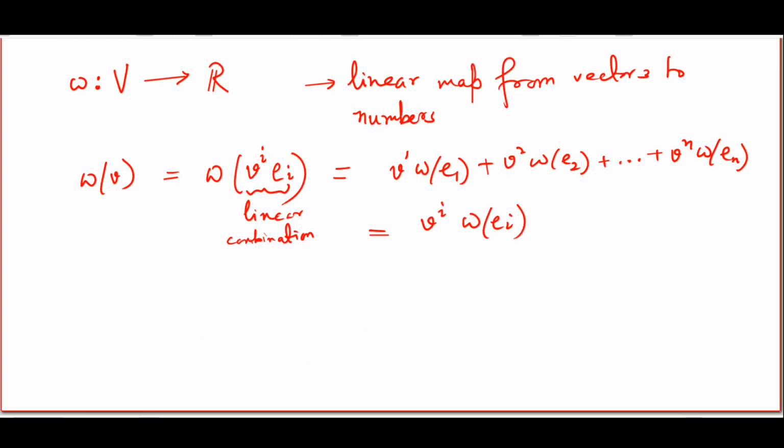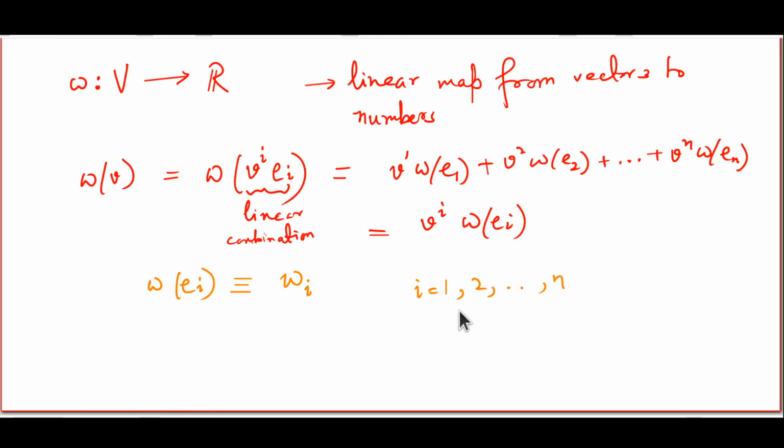Now this quantity, omega acting on the ith basis vector, this is just a number, and we define this to be the ith component of my covector omega. So I get one number omega i for each value of i running from 1, 2 all the way up to n.